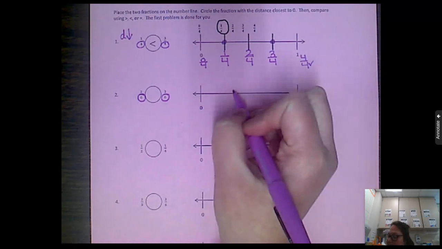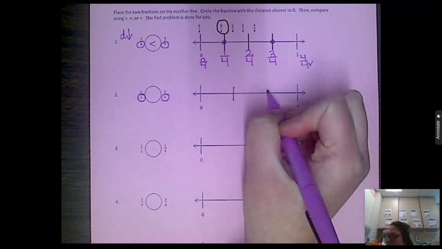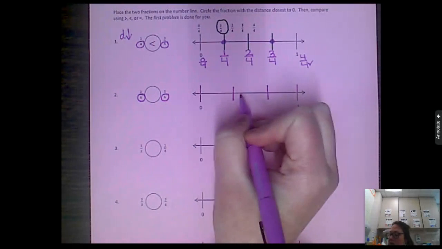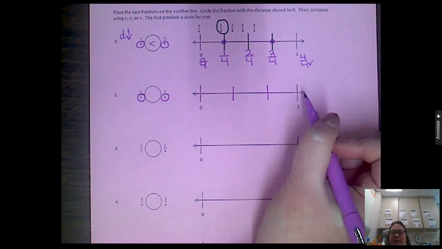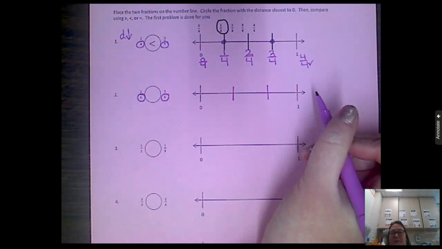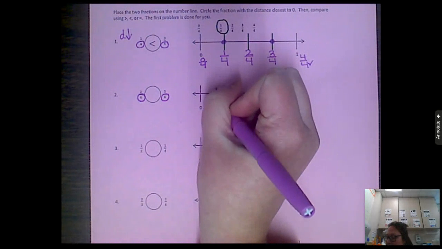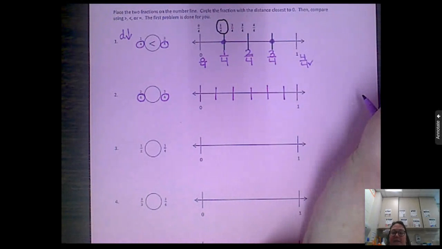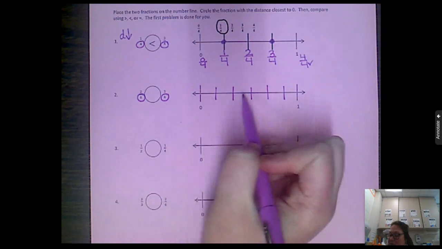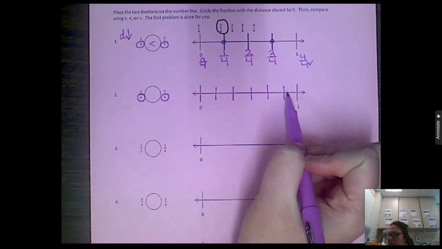First of all, I'm going to cut it into thirds. So 2 lines gives me 1, 2, 3 equal pieces needed to make a whole. And then once I have my 3 equal pieces, I'm going to split those 3 pieces in half. That gives me six nice equal pieces. So let's just check: 1, 2, 3, 4, 5, 6.